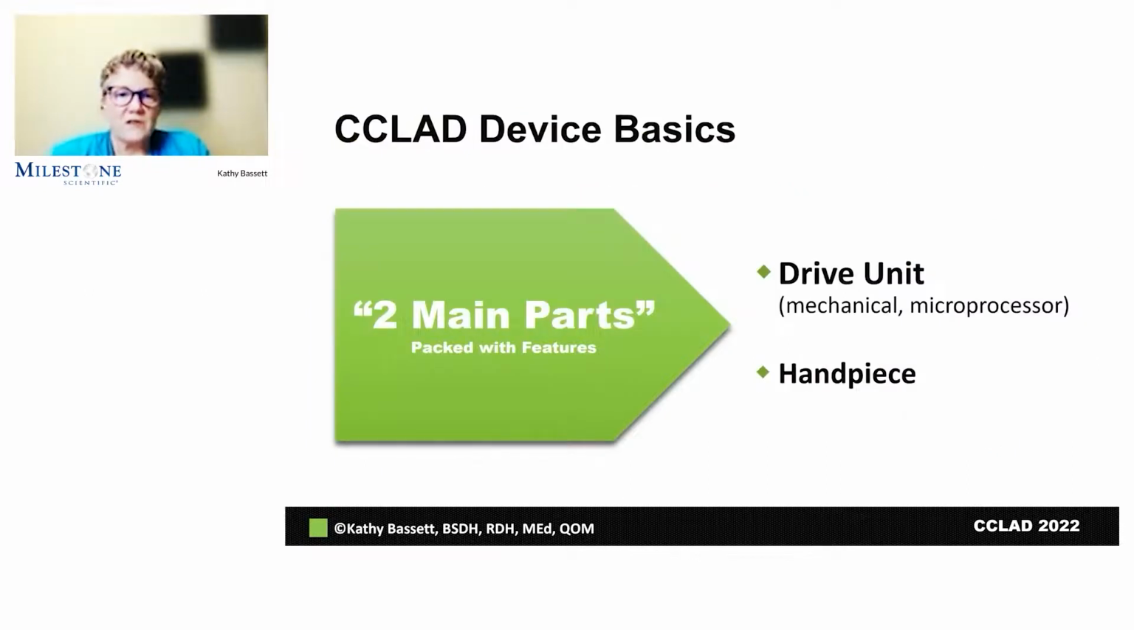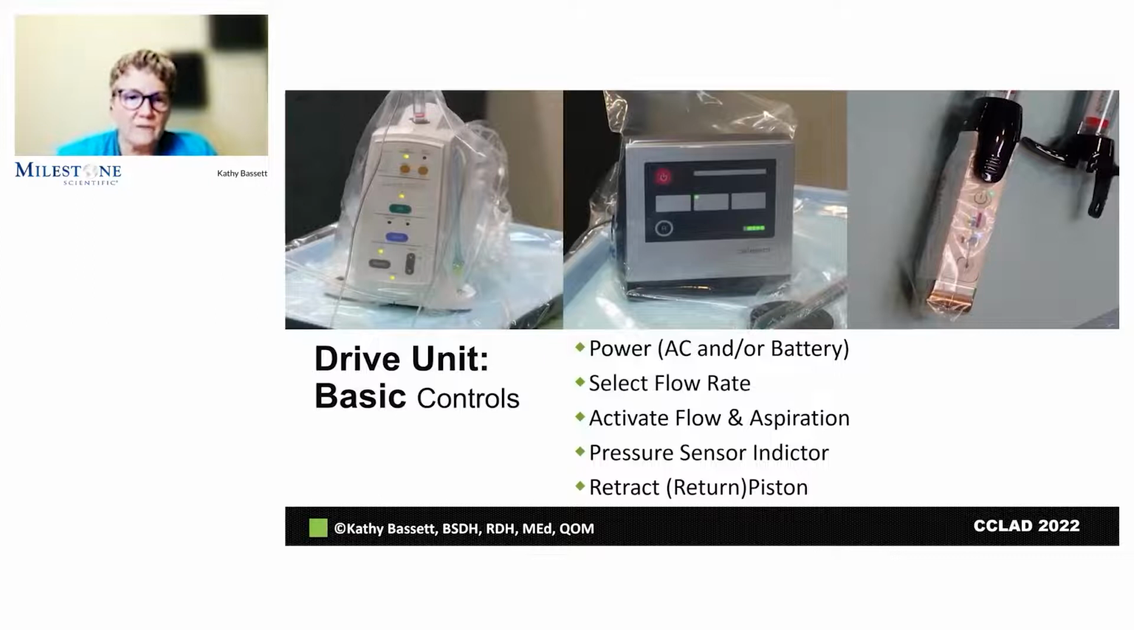So let's look first at the two main parts. There's the drive unit, and then there is the handpiece and the handpiece configurations. The basic drive units all have the same features. It's your power on and off. It's the location where you're going to select the unique flow rate you want for the injections. It's going to have the location for activating the flow and aspiration settings. It is the location of the pressure sensor indicator, and also where you have the ability to retract the piston to reload cartridges.